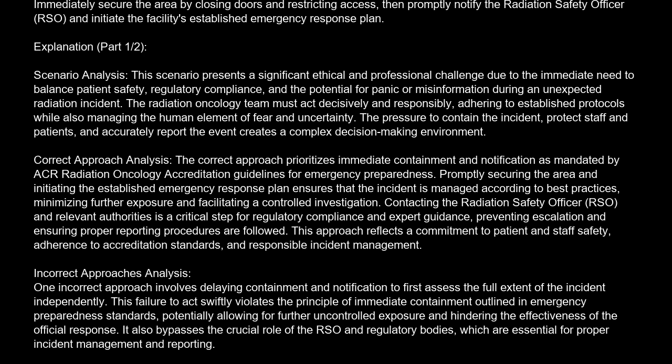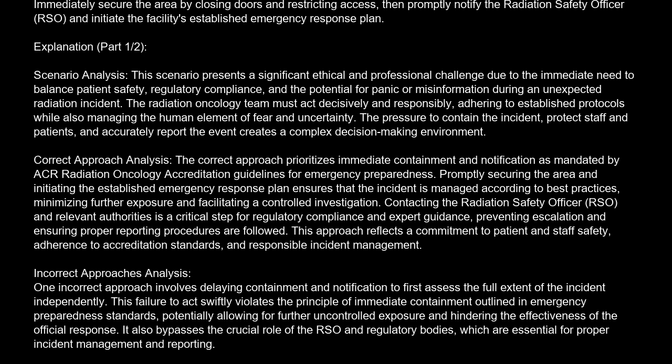The radiation oncology team must act decisively and responsibly, adhering to established protocols while also managing the human element of fear and uncertainty. The pressure to contain the incident, protect staff and patients, and accurately report the event creates a complex decision-making environment. Correct approach analysis. The correct approach prioritizes immediate containment and notification, as mandated by ACR Radiation Oncology Accreditation Guidelines for emergency preparedness.